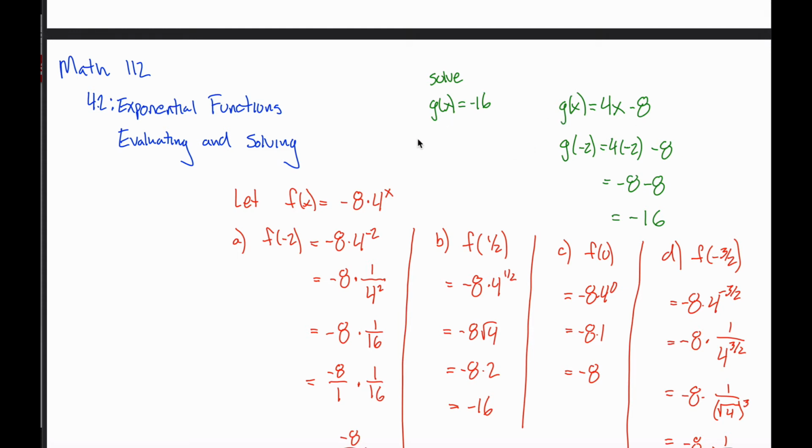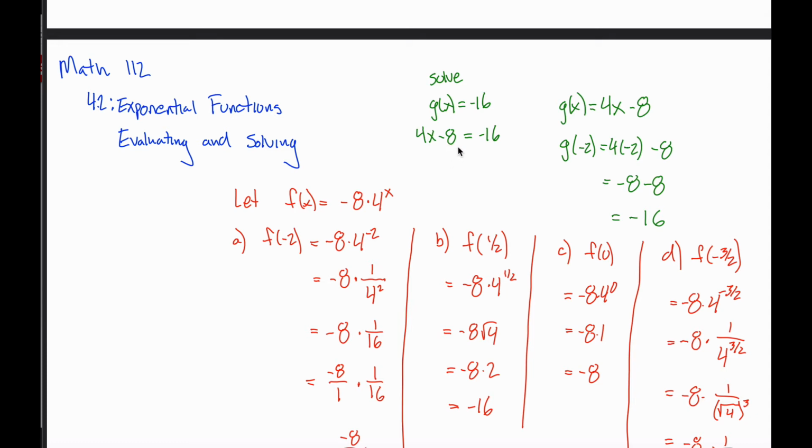g of x is 4x minus 8. So instead of writing g of x, I could write 4x minus 8 and set that equal to negative 16. The way I think about this is the output equals negative 16, and then if I can solve this equation for x, I will be solving for the input because the x is the input. How do you solve this equation?